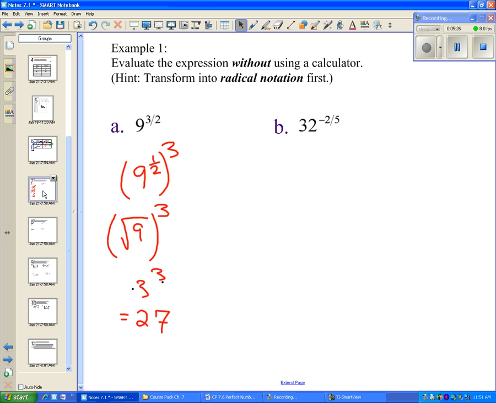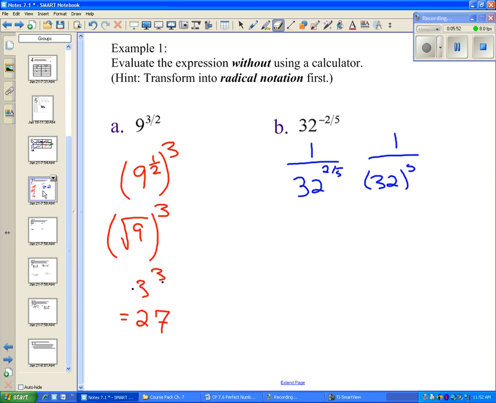Let's look at this next one. I want 32 to the negative 2/5 power. Well, the first thing I'm going to take care of is that negative. And so this is going to be 1 over 32 to the 2/5 power. And I can do this in a couple different ways, but I'm going to break it up as 32.